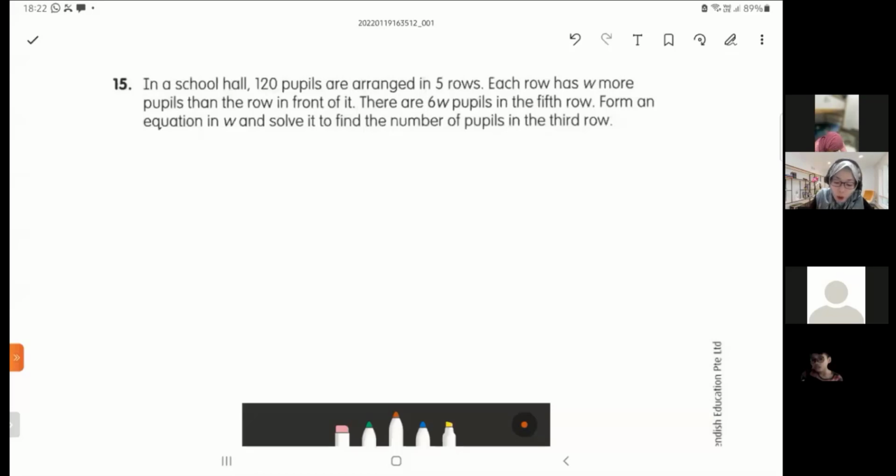In a school hall, 120 pupils are arranged in 5 rows. Each row, every row, has W more pupils than the row in front of it. There are 6W pupils in the 5th row. Form an equation in W and solve it to find the number of pupils in the 3rd row.